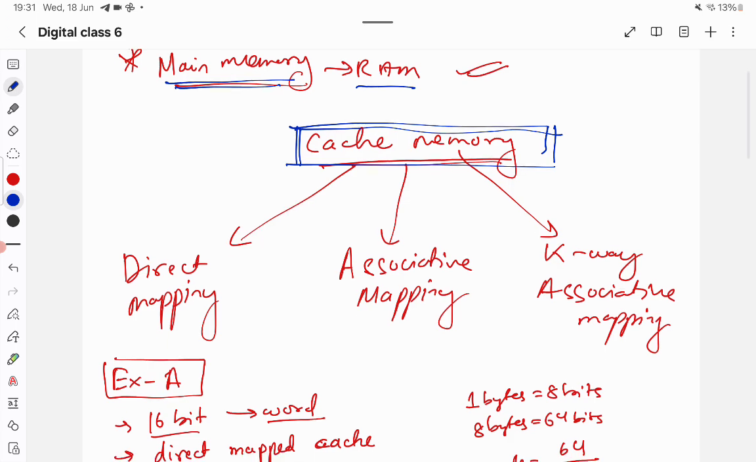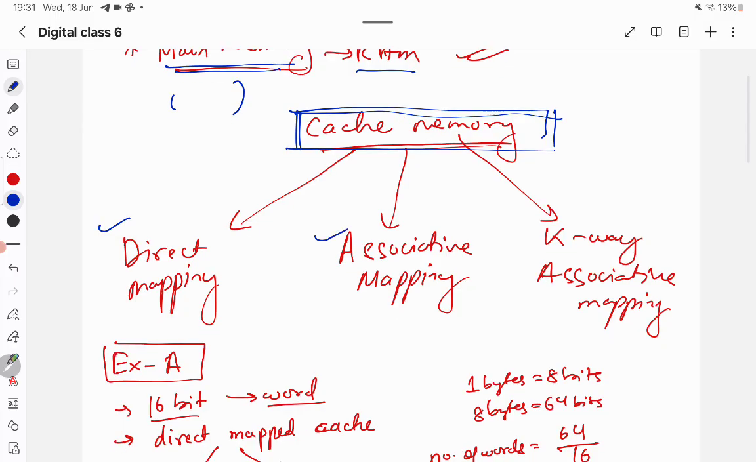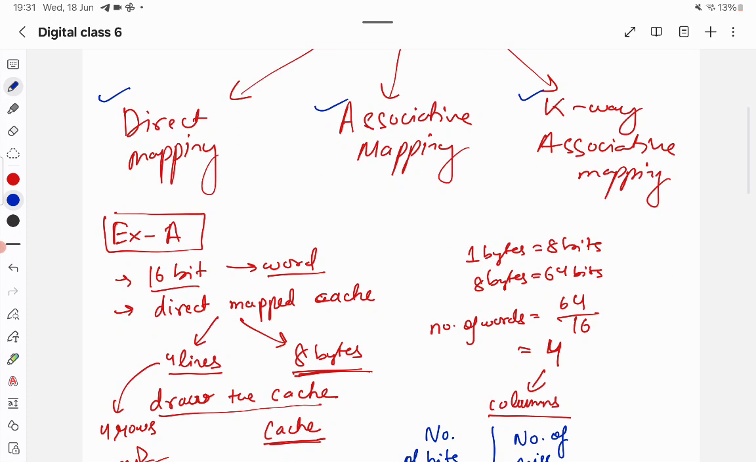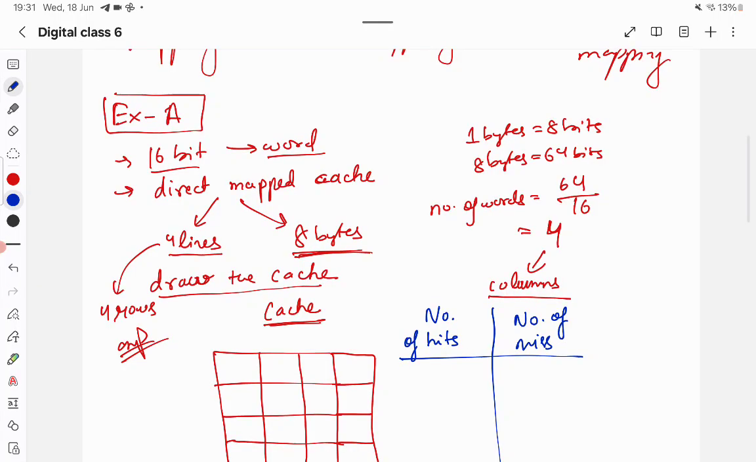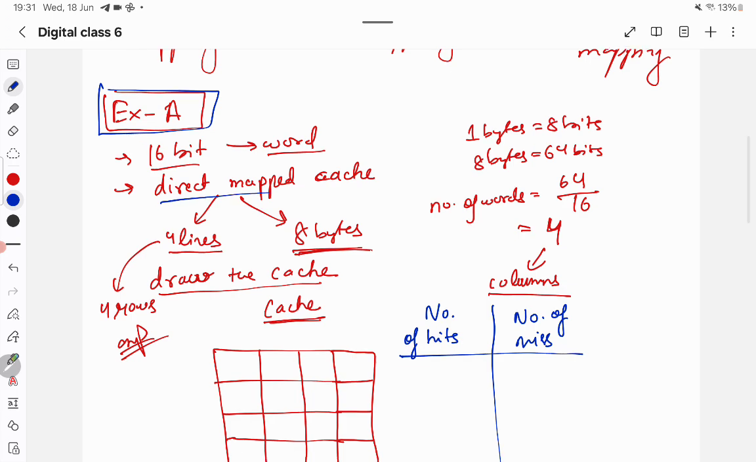So basically the way we copy down the information from main memory to the cache memory has three ways. One is called direct mapping, second is associative mapping, and third is k-way associative mapping. So there are three mappings. Mapping is the way we copy down the data from the main memory to the cache memory. Okay, so in exercise A, if you look here, one word is 16 bit, and it is a direct map cache.